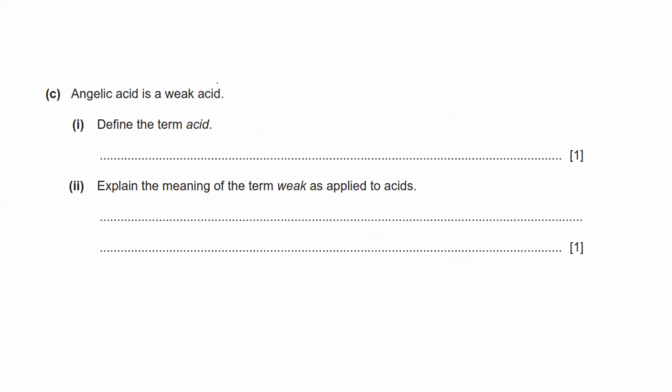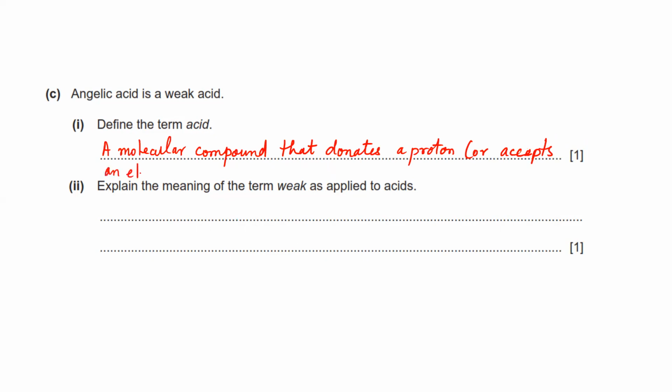So define the term acid. So remember, an acid is a molecular compound that donates a proton or accepts an electron pair in a chemical reaction.